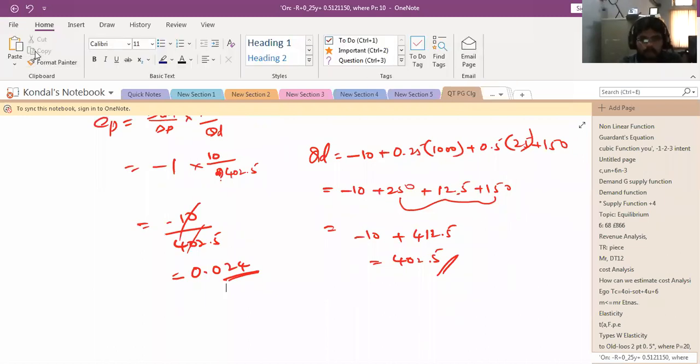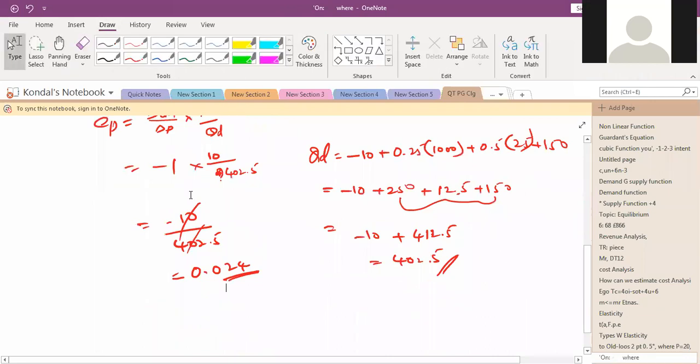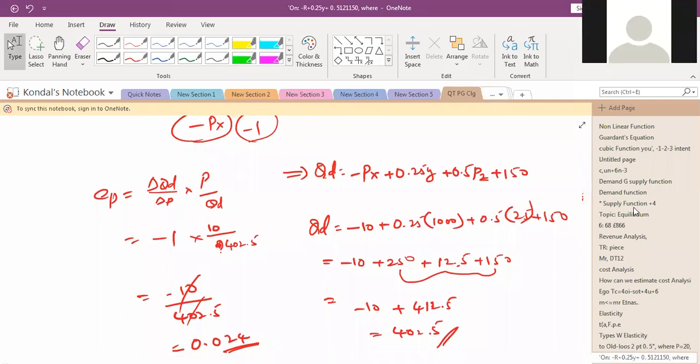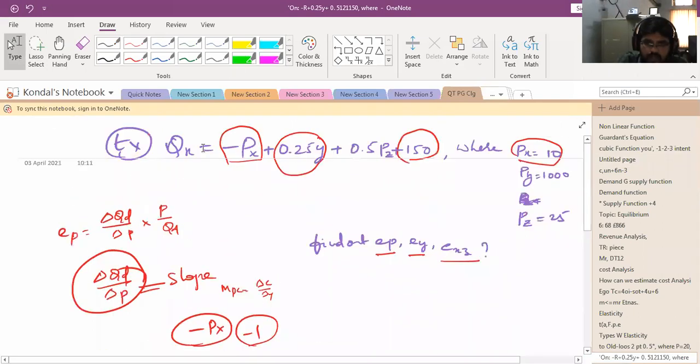Yes, sir, please once again repeat that minus 1. Here, so see, how the minus 1 has come. See that in that equation, in the function, they have given Qx is equal to minus 1 minus Px. What does it mean?